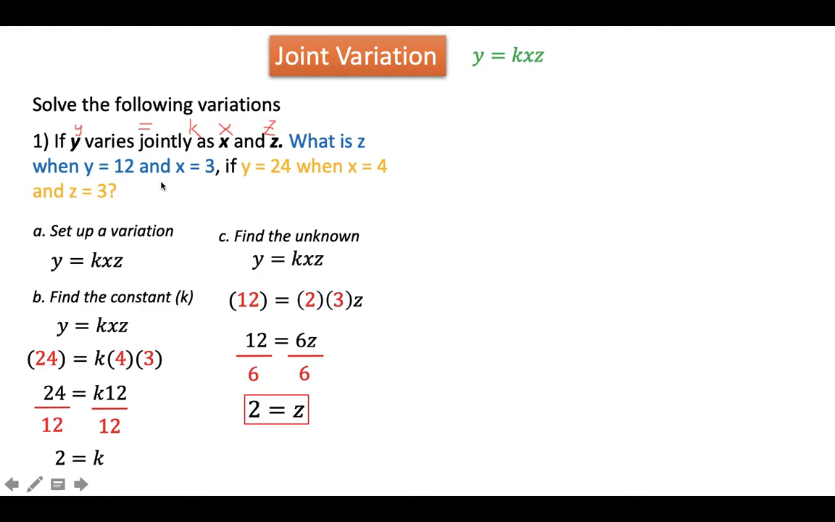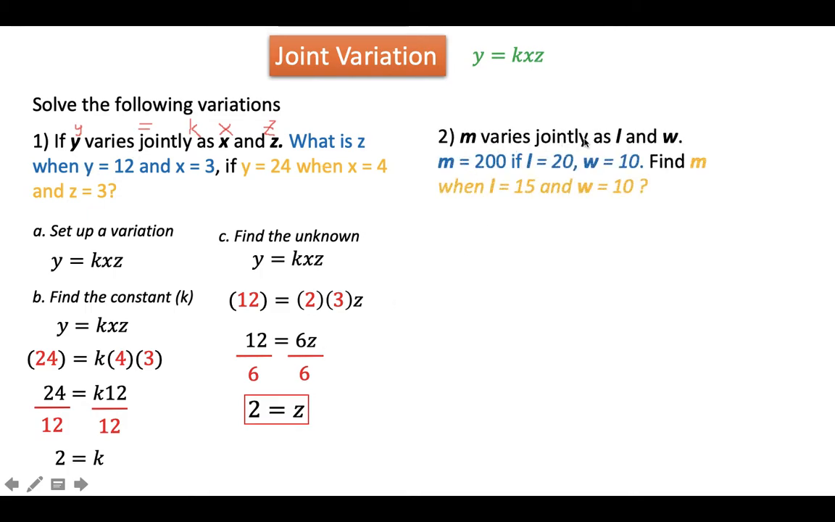So the value of the unknown, this z, is 2. For given number 2, m varies jointly as L and W. M is 200 if L equals 20 and W equals 10. Find m when L equals 15 and W is equal to 10. So first, we're going to set up a variation. We will just follow the same process as in number 1.